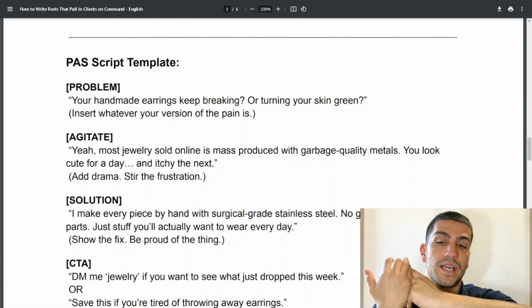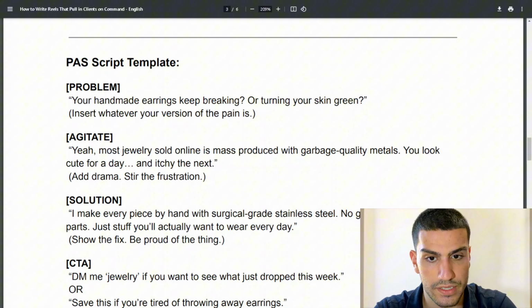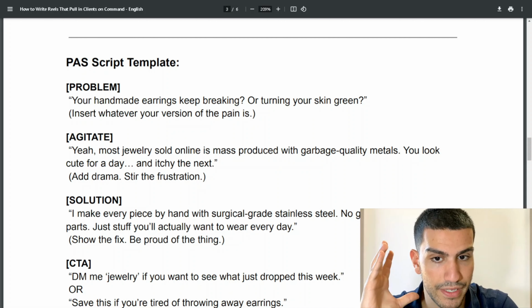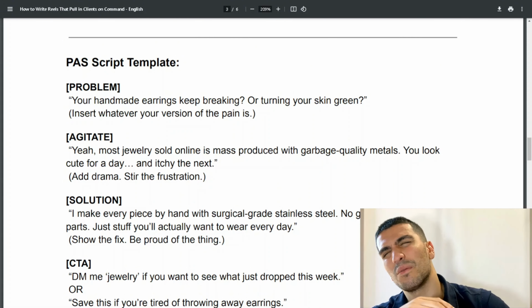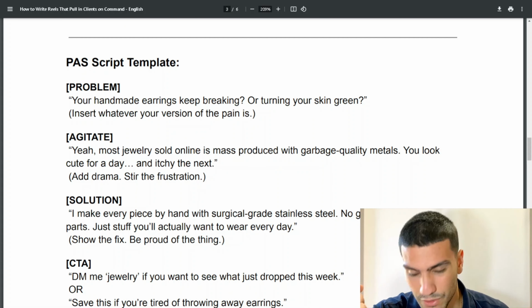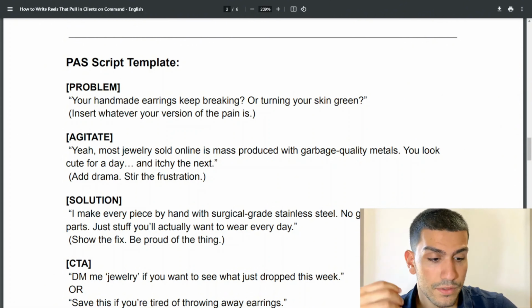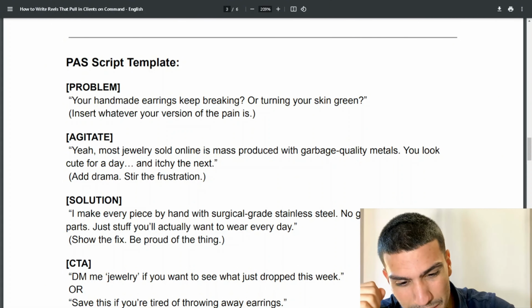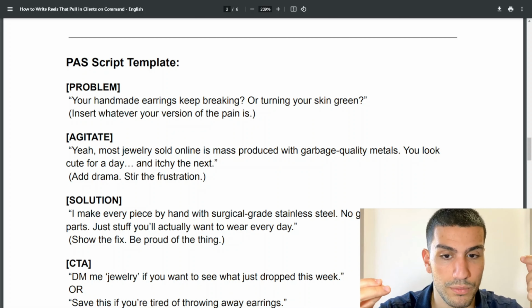Let's say for a chiropractor, the example for the back pain thing, a good agitation would be like, whenever you wake up in the morning, you can't get out of bed because your back hurts. You can't stand properly. You can't sit properly. You can agitate it. Make them feel that their life depends on solving this problem.